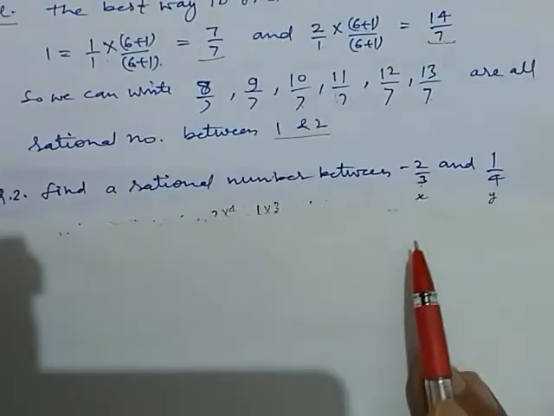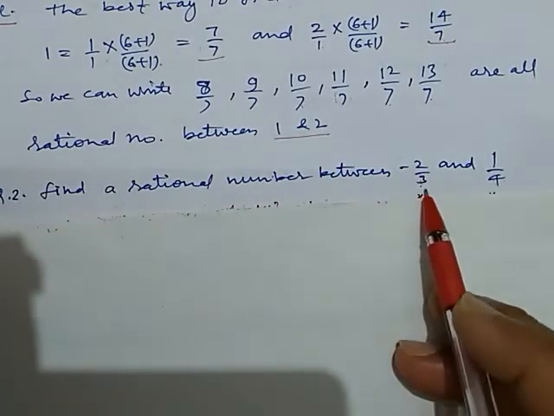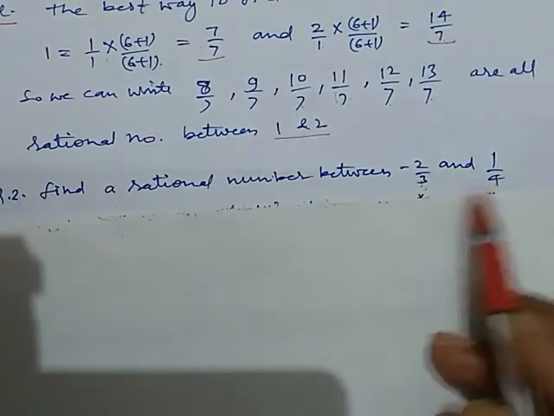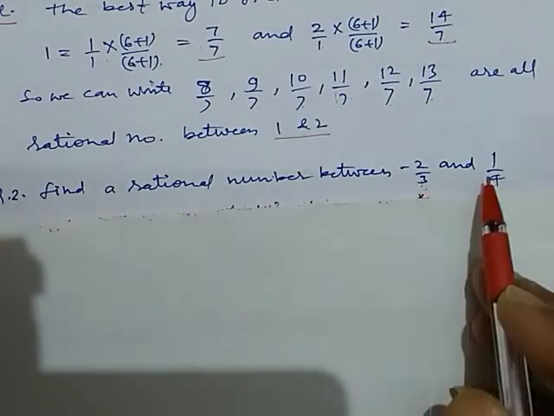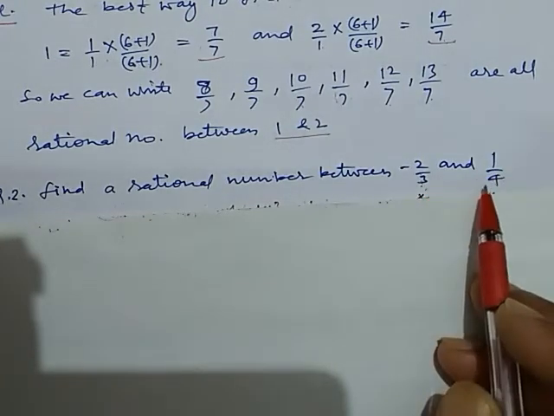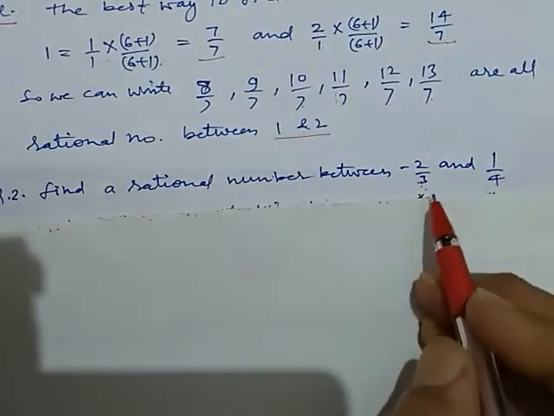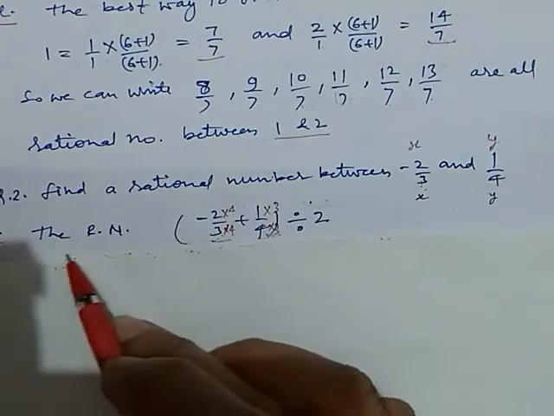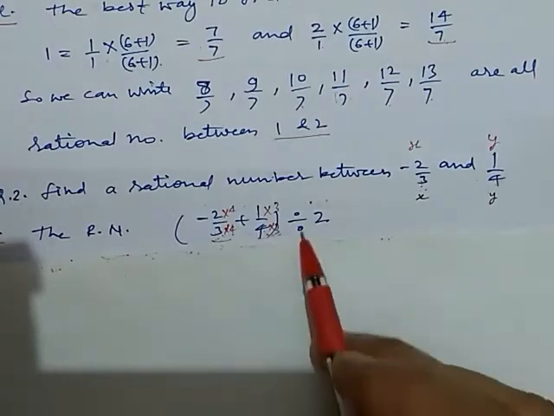Okay, we take one more example. Find a rational number between minus 2 by 3 and 1 by 4. Here we are given two fractions which are not like fractions, and we have to find a number in between them. What we have to do, as we learned before, is that if x and y are two numbers, then (x plus y) by 2 is a number in between them. Let this be x and this be y. So add them and divide by 2. So the rational number is minus 2 by 3 plus 1 by 4, divided by 2.